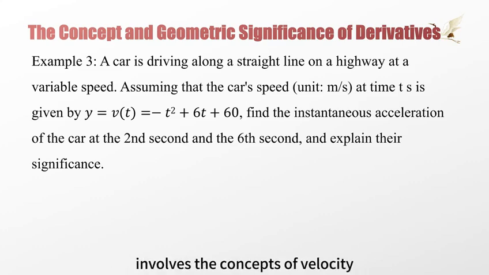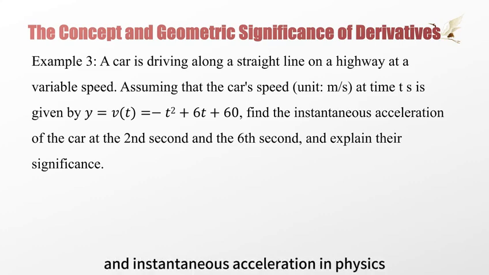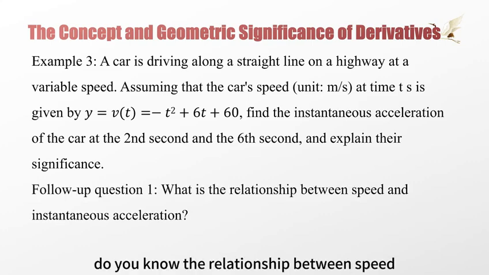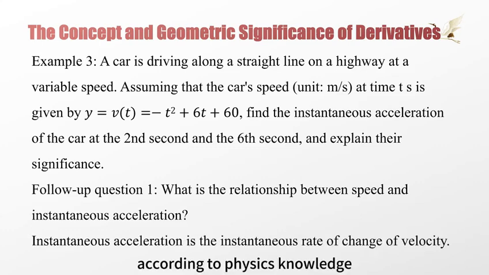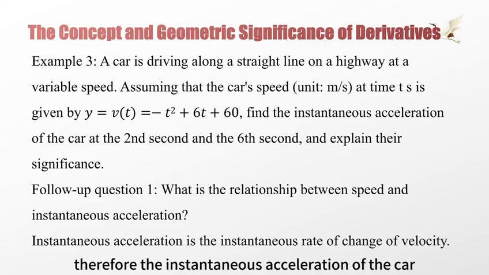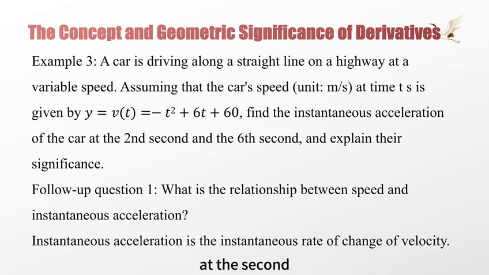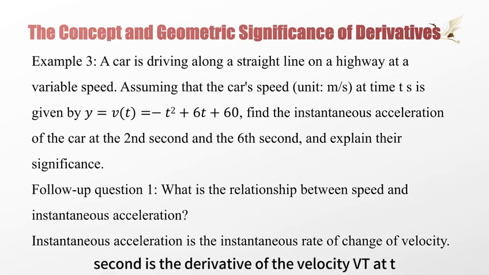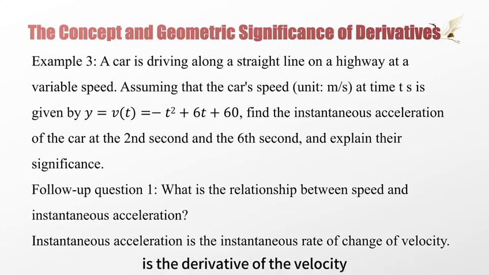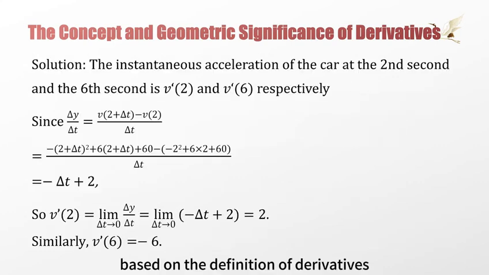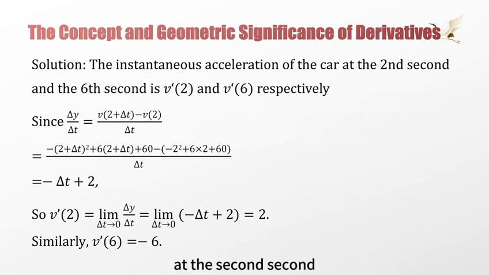This question involves the concepts of velocity and instantaneous acceleration in physics. Do you know the relationship between speed and instantaneous acceleration? According to physics knowledge, instantaneous acceleration is the instantaneous rate of change of velocity. Therefore, the instantaneous acceleration of the car at the 2nd second is the derivative of the velocity v(t) at t equals 2. The instantaneous acceleration at the 6th second is the derivative of the velocity v(t) at t equals 6. Based on the definition of derivatives and following the steps summarized earlier, we will first calculate the instantaneous acceleration of the car at the 2nd second.